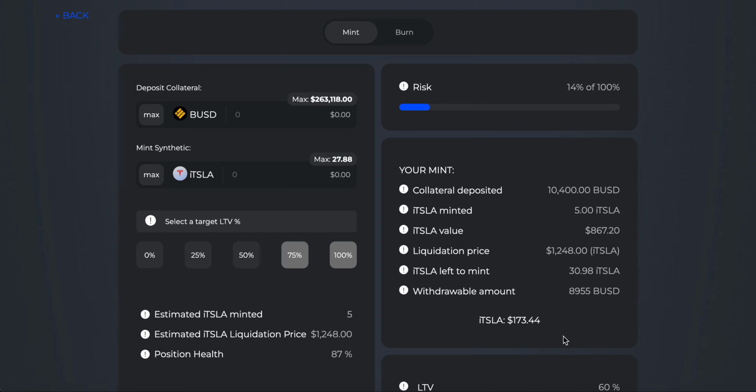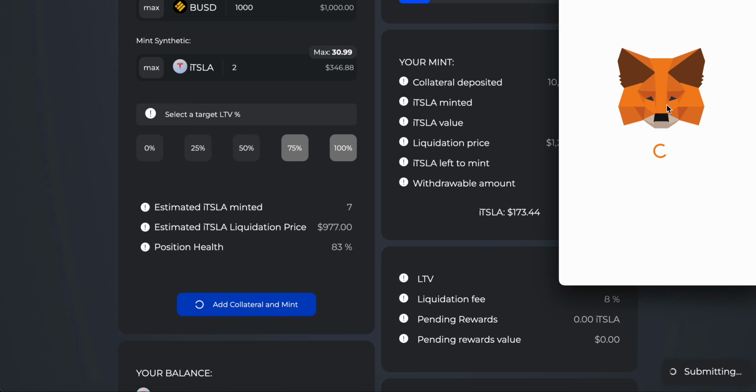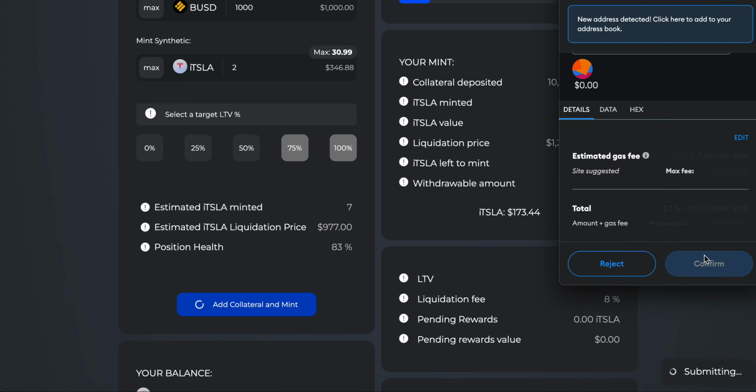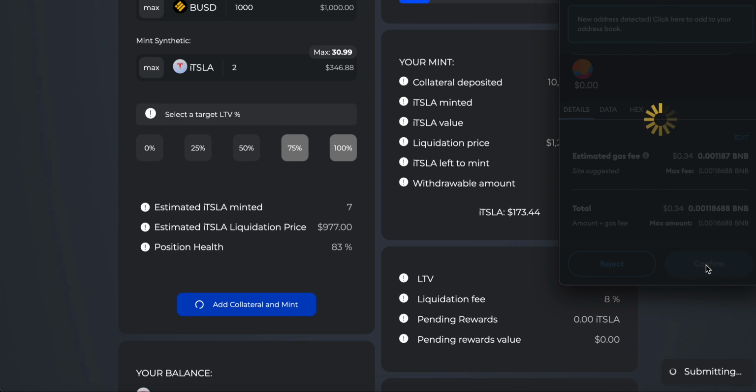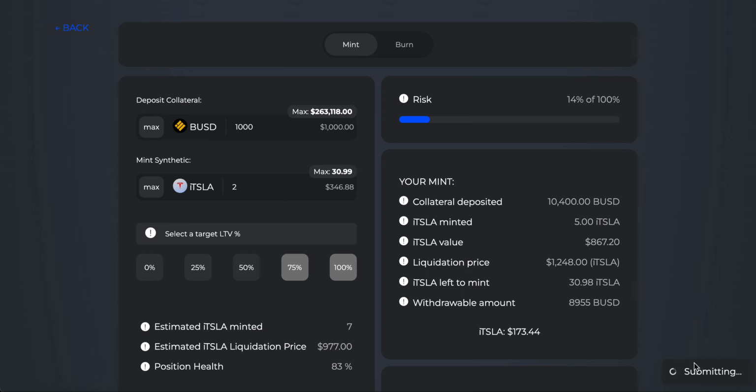So let's go over a transaction really fast. I'm going to deposit 1,000 and create two, and then I click on the button. See how it says add collateral and mint. So I'm first going to add collateral and then I'm going to mint. It's going to pop up my wallet, check the gas, just confirm it. Once it's confirmed, it's going to pop up here below the BSCScan link, and then we just go over it to see that it really happened.